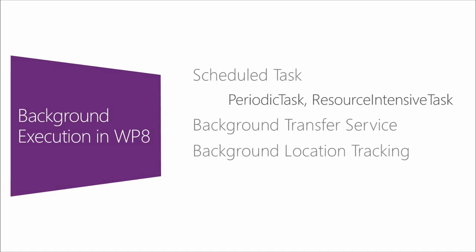A resource-intensive task you can run for about 10 minutes, but you have to be plugged in on charge, and the user isn't using the device at that time. So those are two ways of doing things in the background, but perhaps a little limiting for some scenarios. So we've got these other ones: the background transfer service for transferring files, a new WinRT API that we will look at in the networking session later this morning, and then background location tracking, voice over IP, and audio agents running in the background.